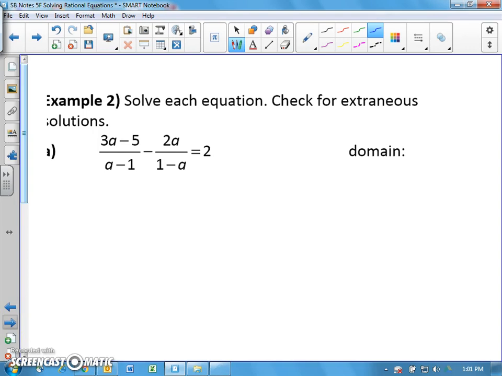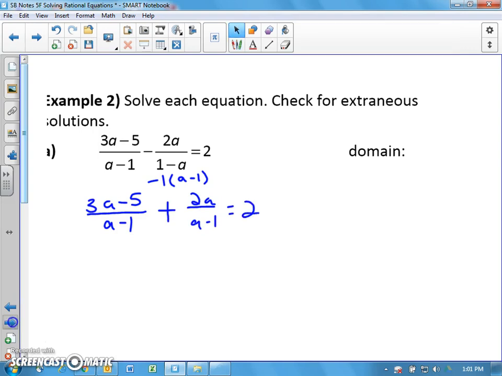Same idea, except if you look at your denominators, they seem to be very similar. This is that situation where we change the order around a subtraction sign, and those are really just opposites. So if we think of our denominator as -1 times a minus 1, we can actually rewrite that second fraction. So the problem I'm really looking at is 3a minus 5 over a minus 1, and I'm going to move this negative up here and make this plus 2a over a minus 1 is equal to 2. And now we're going to go on and do what we did with the others.